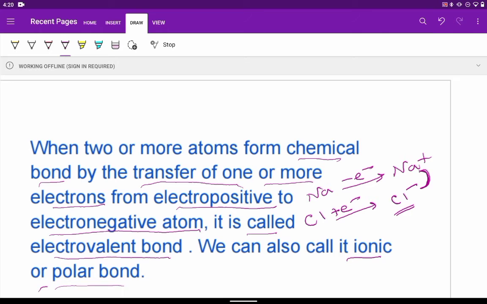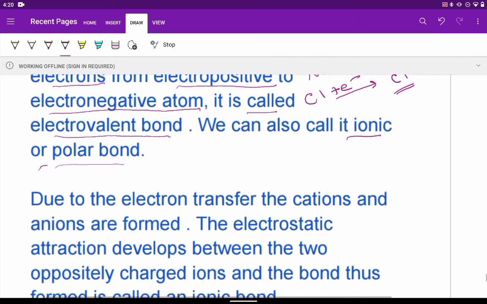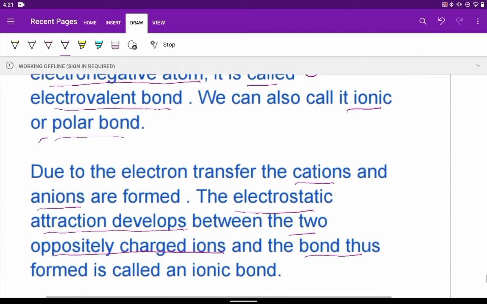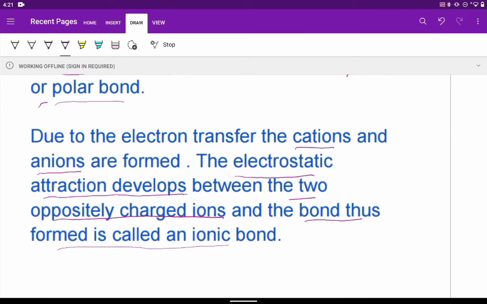We call it ionic because it is based on ions, and polarity will be developing here, so it is a polar bond. It's ionic or a polar bond. Now, when the electron transfer takes place, cations and anions are formed. Cations are positive, as in case of sodium, anions are negative. And there will be an electrostatic attraction developing between the two oppositely charged ions. So the bond formed in this way can be termed as ionic bond.